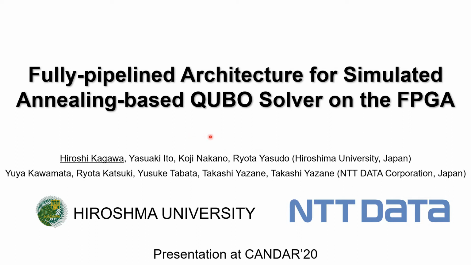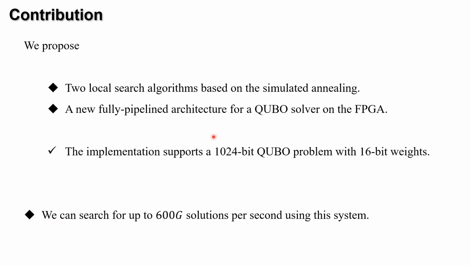In this video, I'd like to talk about fully pipelined architecture for simulated annealing-based QUBO solver on the FPGA. This is a contribution of our research. First, we will propose two local search algorithms based on the simulated annealing. Second, we will propose a new fully pipelined FPGA architecture for QUBO solver that performs both algorithms. This implementation supports a 1 kilobit QUBO problem with 16-bit weights, and we can search for up to 600 giga solutions per second using this system.